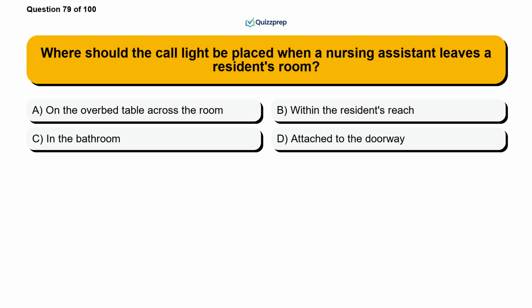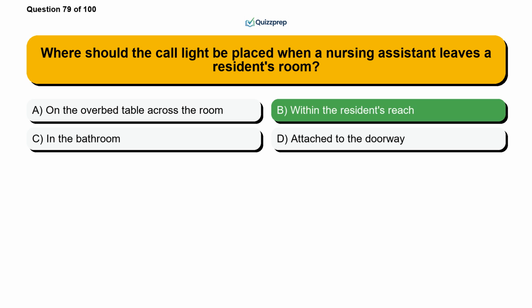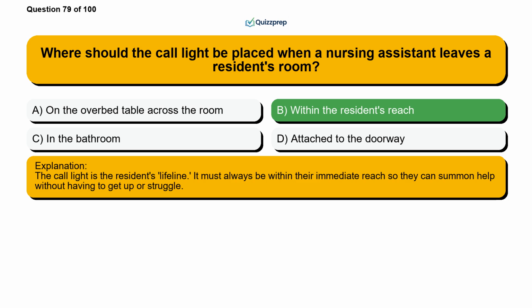Question 79. Where should the call light be placed when a nursing assistant leaves a resident's room? Option A, on the overbed table across the room. Option B, within the resident's reach. Option C, in the bathroom. Option D, attached to the doorway. The correct answer is option B, within the resident's reach. The call light is the resident's lifeline. It must always be within their immediate reach so they can summon help without having to get up or struggle.